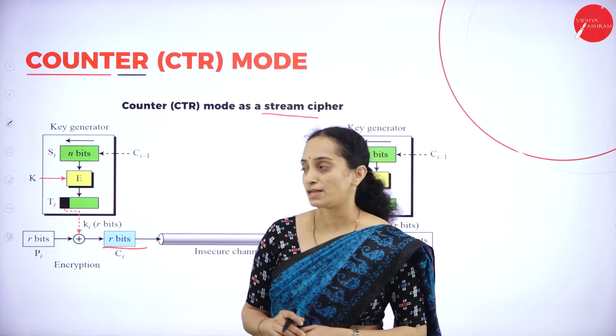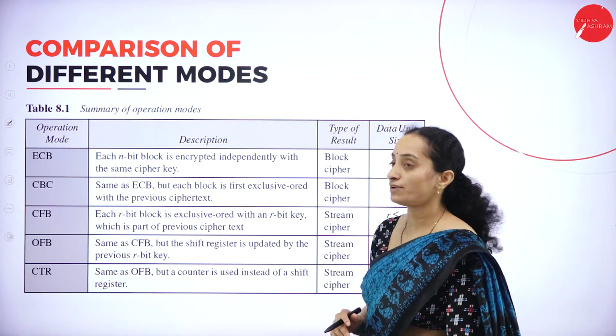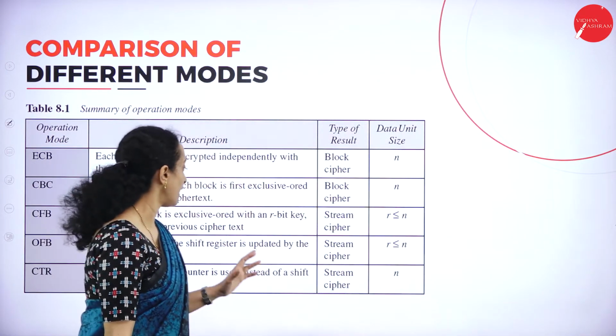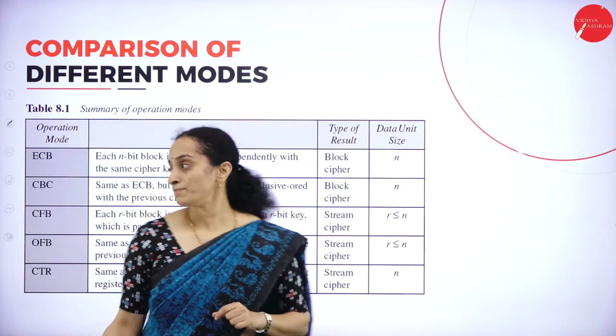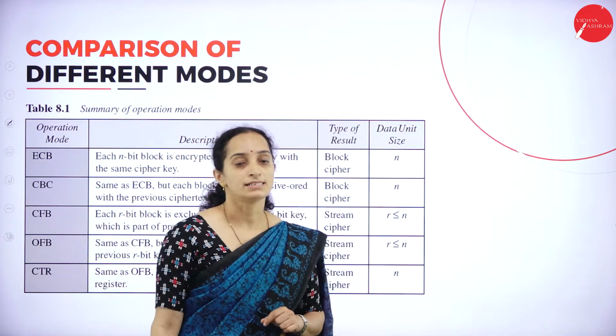All right. Now we have the comparison between the different modes in the block cipher. Here we have the ECB, CBC, CFB, OFB and CTR modes.